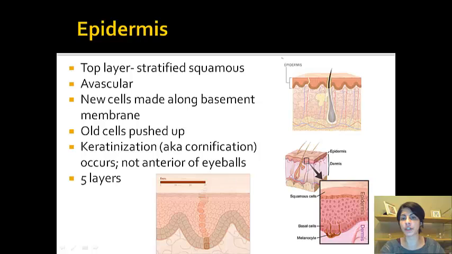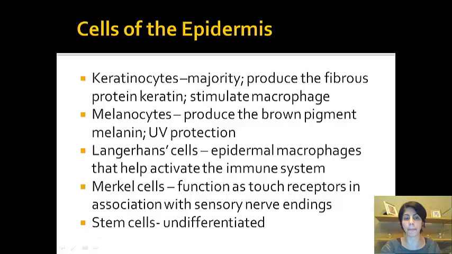The epidermis, like I mentioned before, is made out of stratified squamous epithelium, which is avascular. New cells are made towards the bottom by the basement membrane, and as they move up, they get full of keratin, the waxy protein. This process is called keratinization, or cornification, becoming cornier, harder. And this happens pretty much in all your integument except for your eyeballs. There are 5 layers, and we'll talk about them in a minute.